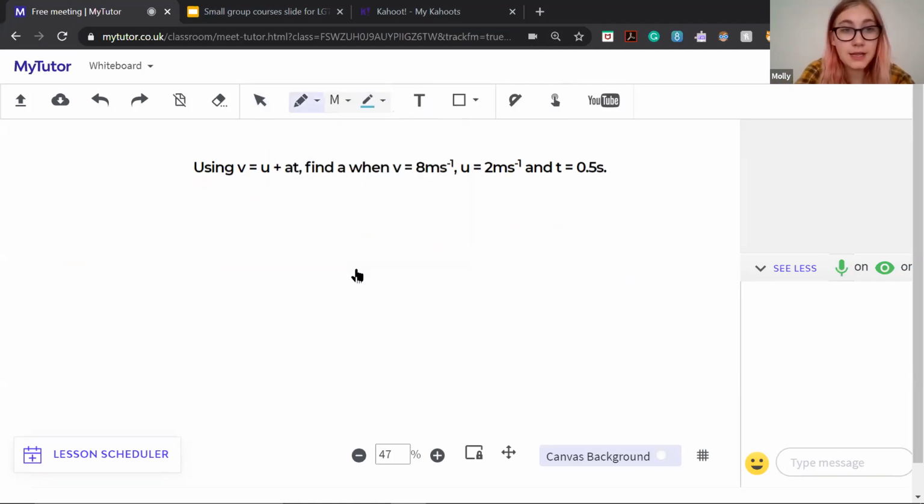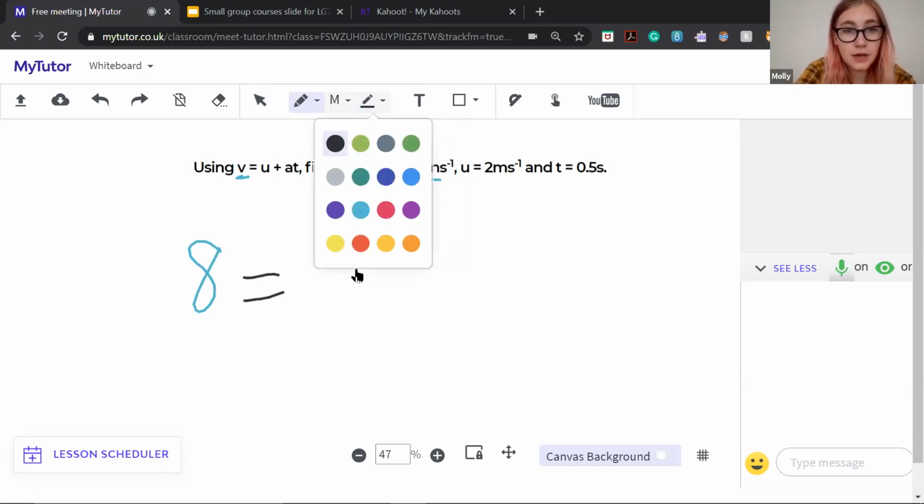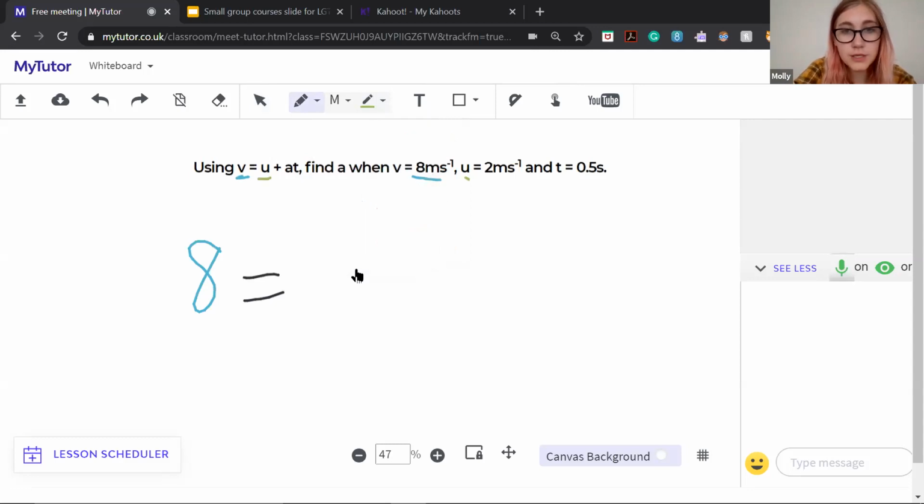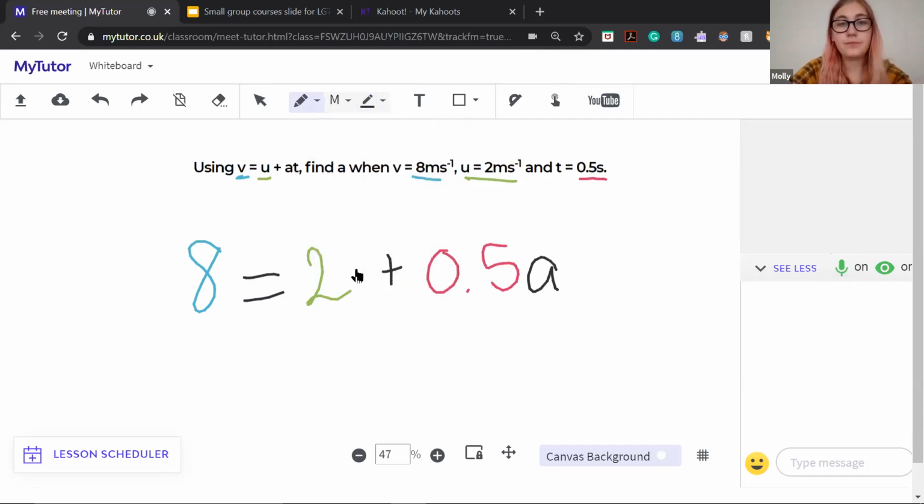Let's start with v, we know is 8. So 8 equals, and then u, we know is 2. So 2 plus, well, a is just a, and t is 0.5. So it's a times 0.5, or I'm going to call it 0.5a. And now we've got an algebraic equation that looks much nicer to solve. So 8 equals 2 plus 0.5a.